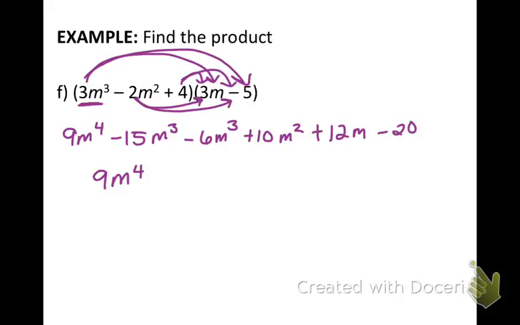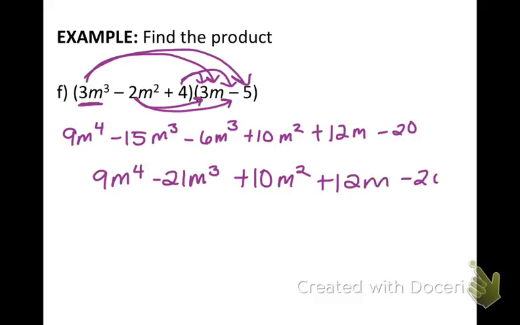Powers of 3. Looks like it's going to be what? Negative 21. So negative 21m to the 3rd. Any other squareds? No, just one squared, right? So 10m squared comes down. 12m comes down. Minus 20. How would you classify that?